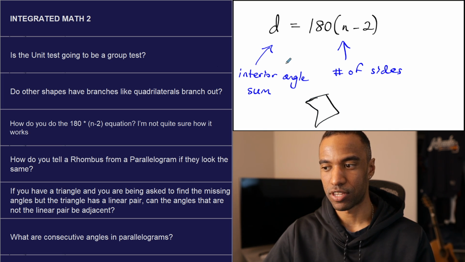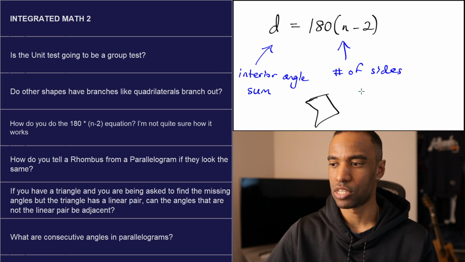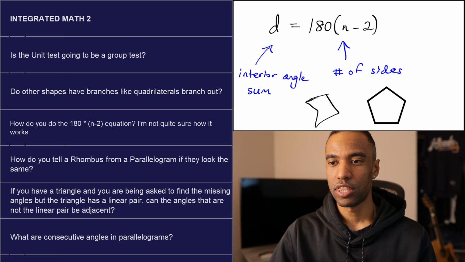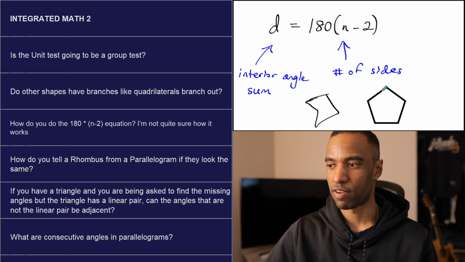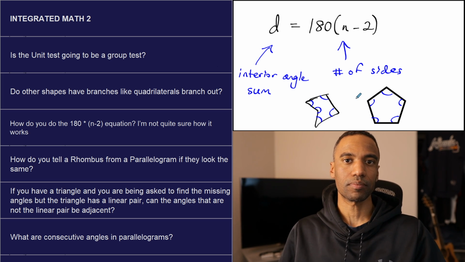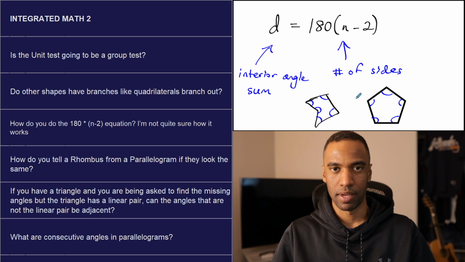Okay, so see how that's a 5-sided shape right there? And see how this is a 5-sided shape? Both of them have 5 interior angles. This has 5 interior angles: 1, 2, 3, 4, 5. This has 5 interior angles: 1, 2, 3, 4, 5. You know what's true about both of these pentagons? Their interior angle sum is the same.